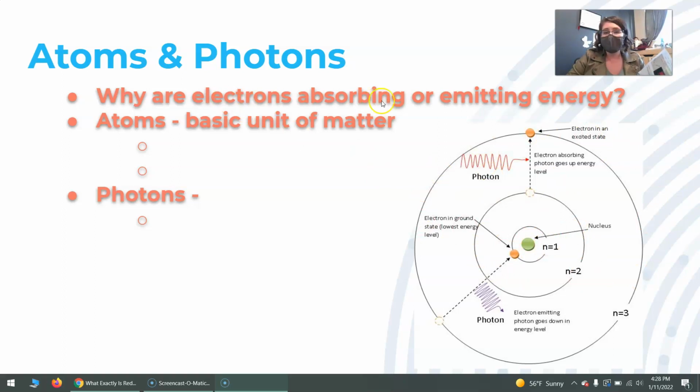So why are these electrons absorbing or emitting energy? Well, it has to do with what happens when a photon is going to bounce and whack into an electron in a certain way. So let's review atoms really quick. Make sure that you write down atoms. Atoms are the basic unit of matter. So basically, if you want to have a gold element, you have to have at least an atom. You have to have a nucleus, and you have to have electrons going around it, and that is the basic unit of gold or hydrogen or whatever element you're talking about.